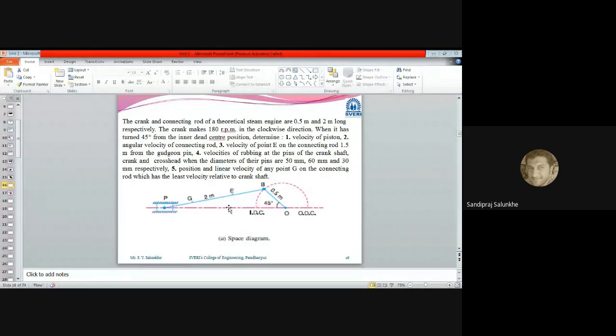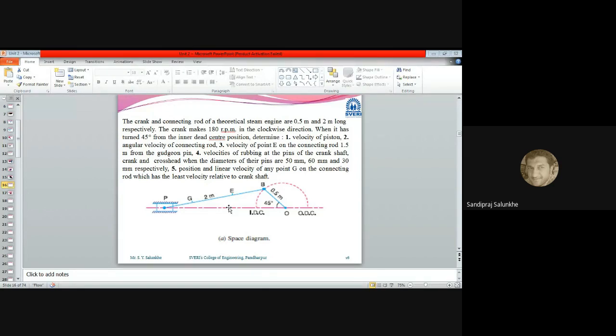Then the fourth one is velocity of rubbing at pins of crankshaft, crank and crosshead, when the diameters of the pins are 50 millimeter, 60 millimeter and 30 millimeter respectively. So we have to calculate the rubbing velocities. What the rubbing velocity is, we'll see while we are solving this problem.